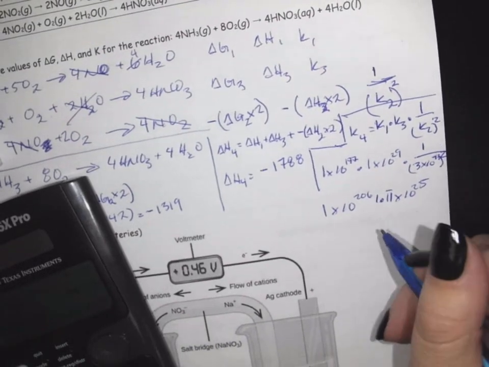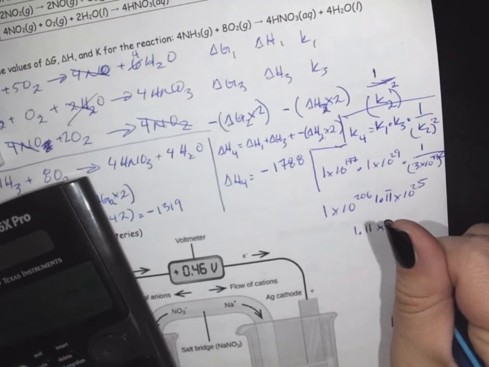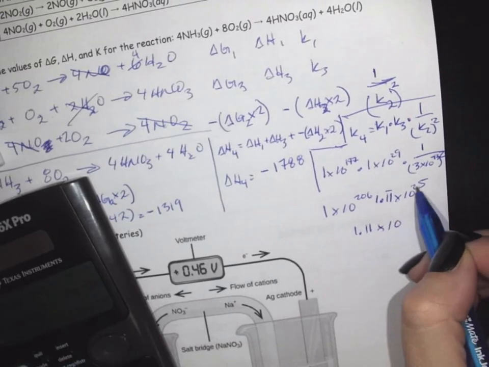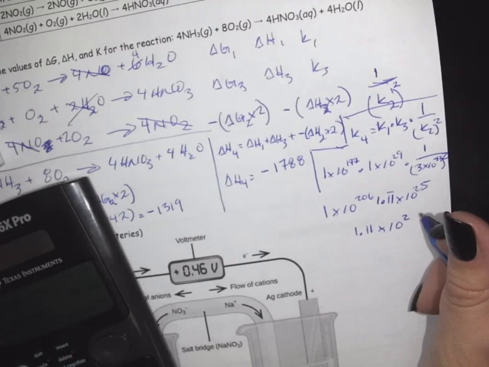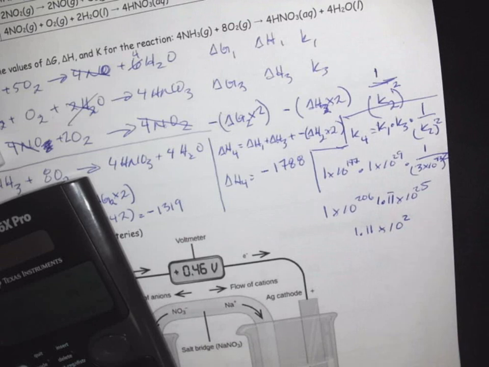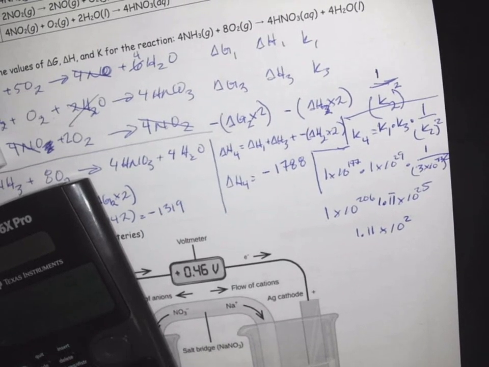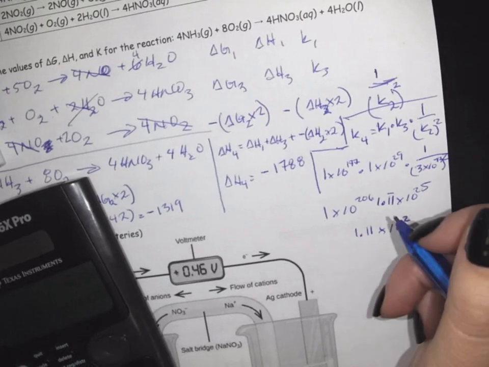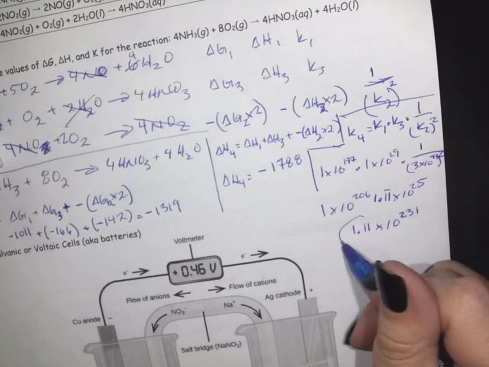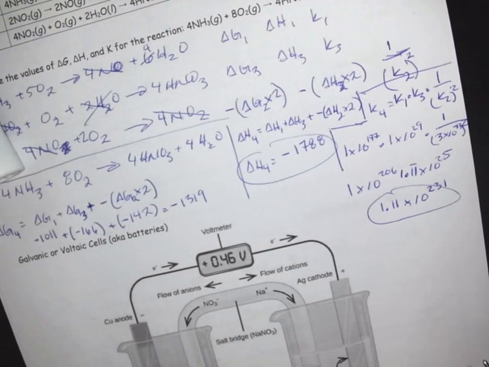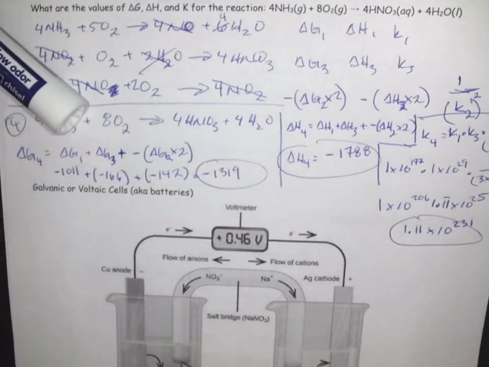So then my final answer, 1 times 1.11, which would be 1.11, times 10, and then you add the powers there, so that'd be 206 plus 25, yeah, 231. That's a big number, but that would be our K value. And there's our delta H, and there's our delta G. Alrighty.